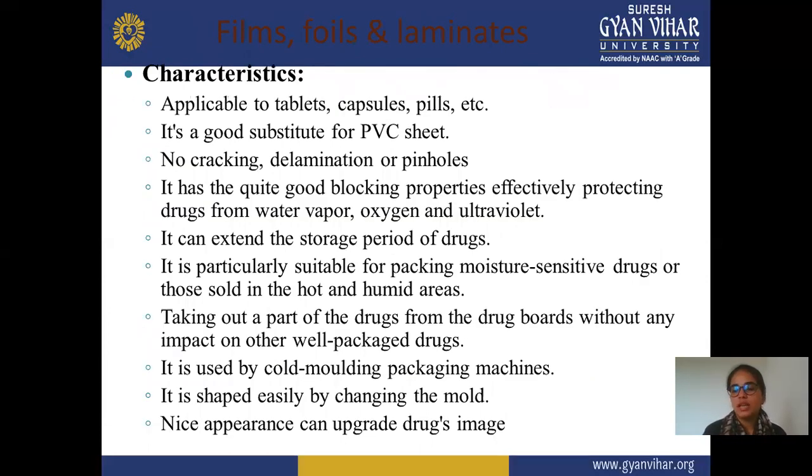Next is film, foil and laminates. This is also a packaging material for the pharmaceutical industry. The characteristics of film, foil and laminates: first, it is applicable for tablets, capsules and pills, which are mainly packed in this film, foil and laminate. Next, it is a good substitute for PVC sheet. Next, there is no cracking, delamination or pinholes. And it has good blocking property, effectively protecting the drug from water vapor, oxygen and ultraviolet.